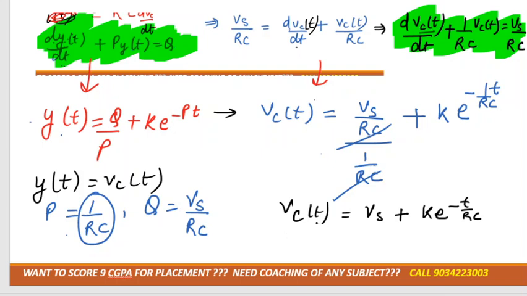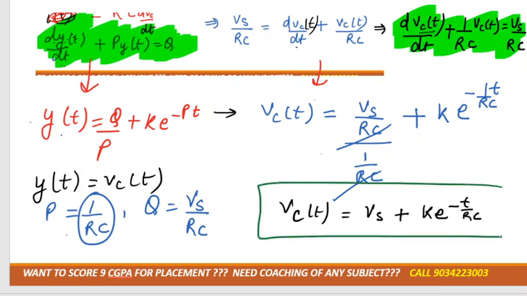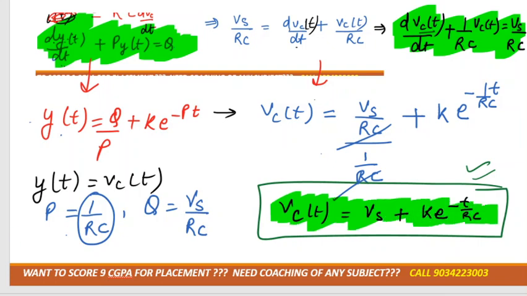So this is the standard formula we are getting for Vc of t when we are giving the supply. Note down this formula in our formula page. Understood? This formula we are going to use in the numericals. Clear? It depends on whether Vs is given or not. If Vs is not given, then we'll consider it as 0. If it is given, then we'll consider it as that value. Okay.